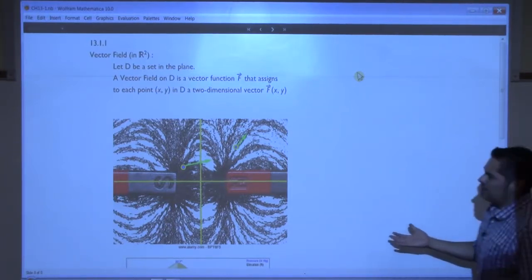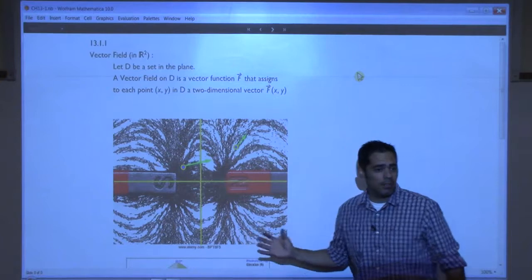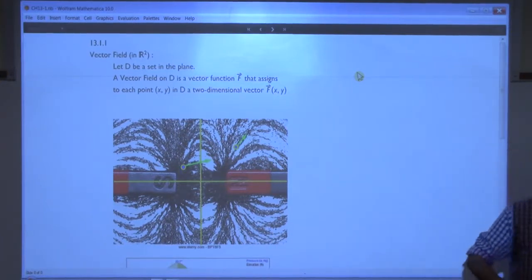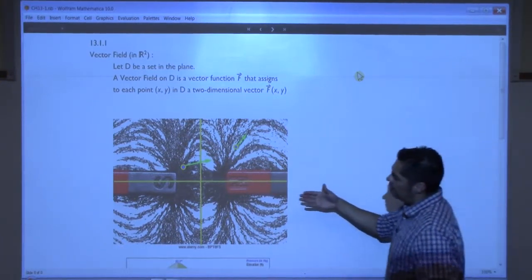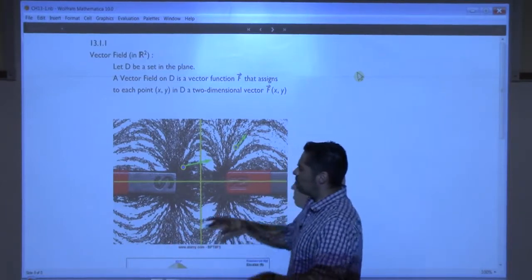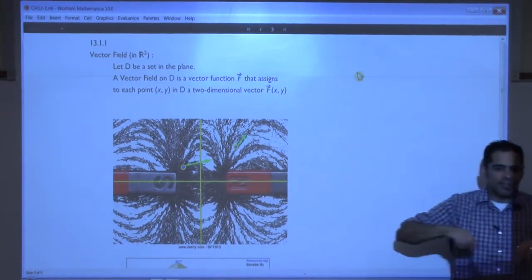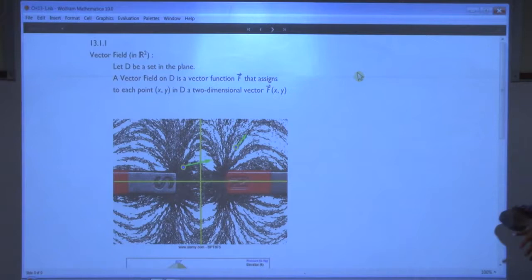So one of the classic examples is a magnetic field on a flat sheet of paper. So if you put 2 magnets down, North Pole, South Pole, and you put some metal filings around it, the metal filings will kind of move themselves into the direction of the field. Have y'all seen that before?